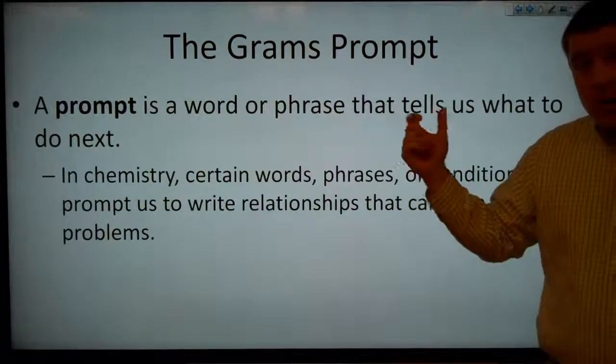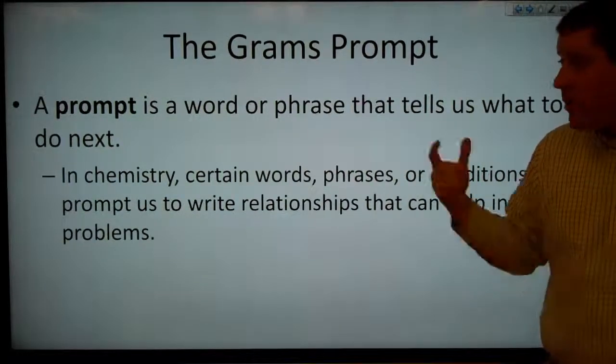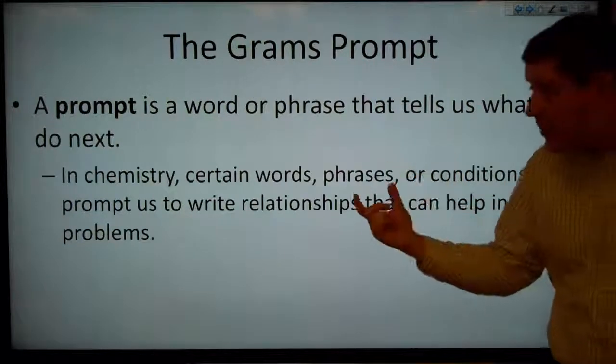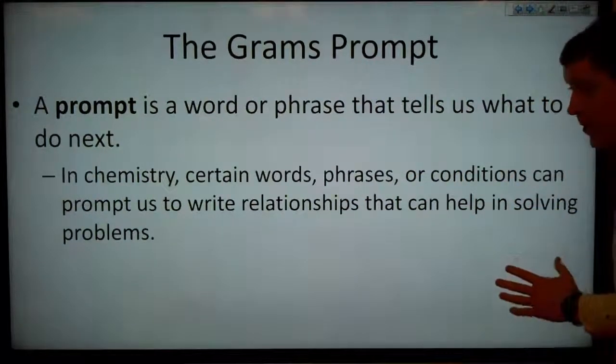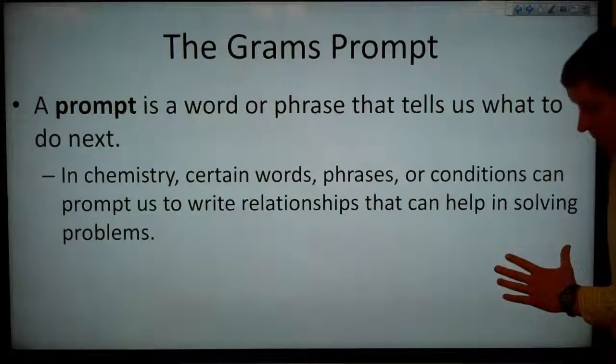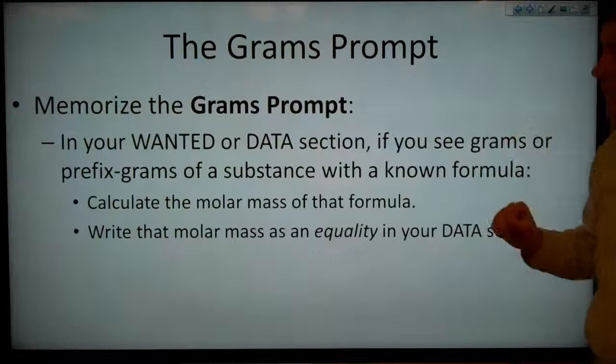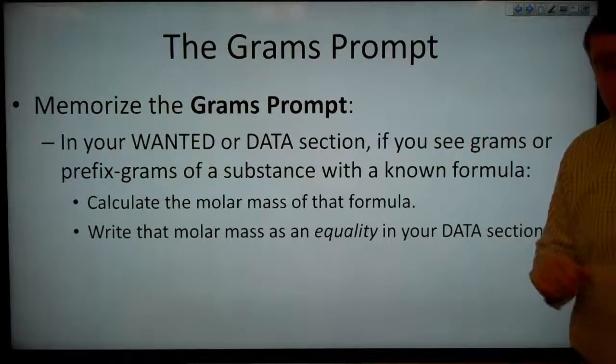So, this brings us to the grams prompt. A prompt is a word or phrase that tells us what to do next. In chemistry, certain words, phrases, or conditions can prompt us to write relationships that can help us in problem solving. So, memorize the grams prompt.